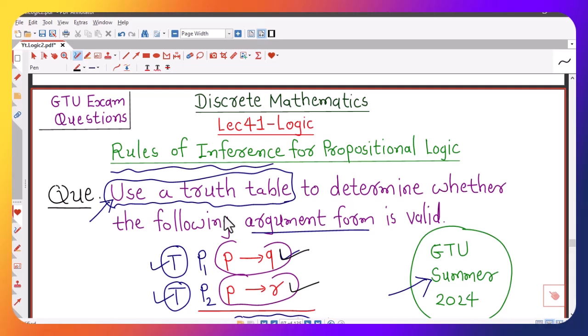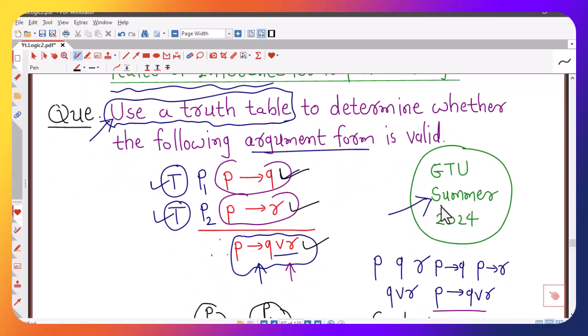So this is a nice question and it was asked in the GTU Summer 2024 exam.